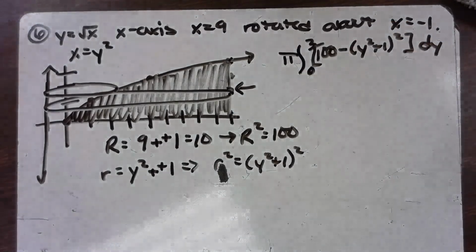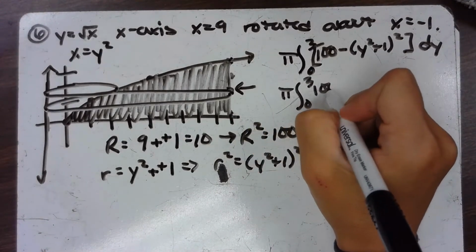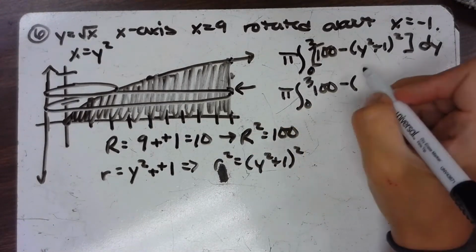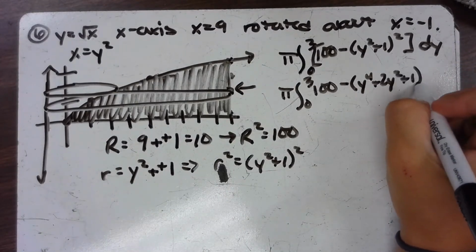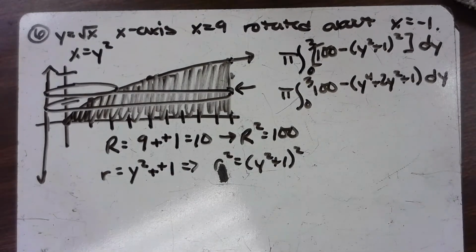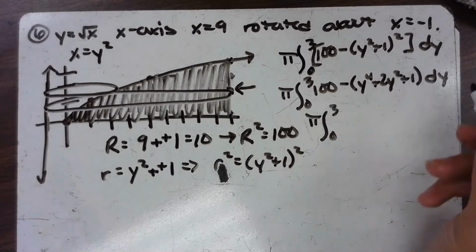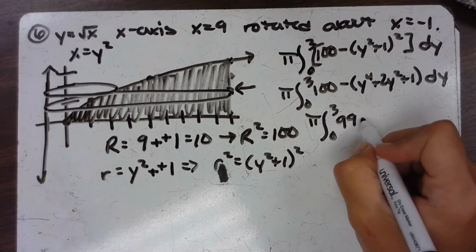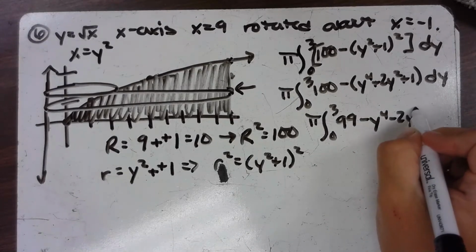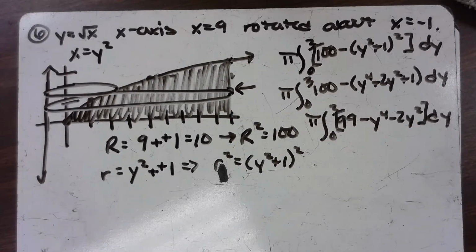All right, if I actually square that out, it's y to the 4th plus 2y squared plus 1 dy, and then I would have to change my signs. When I change my signs, I end up with a -1 here, so that's going to be 99 minus y to the 4th minus 2y squared. All right, and I will let you integrate that from there.